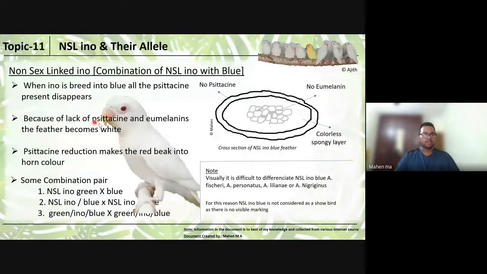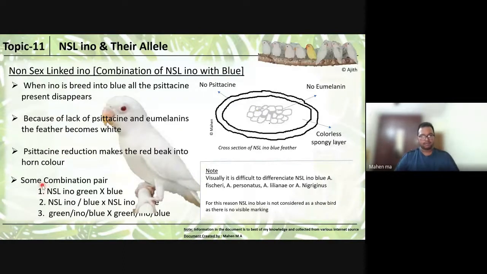Okay, because of the lack of psittacin and eumelanin. There is no psittacin, there is no eumelanin. This will result in a white bird. Psittacin reduction makes the red beak into horn color. You would have seen that albinos will not have a red color, because as I told you previously, psittacin is the pigmentation which gives red or orange color to the bird.